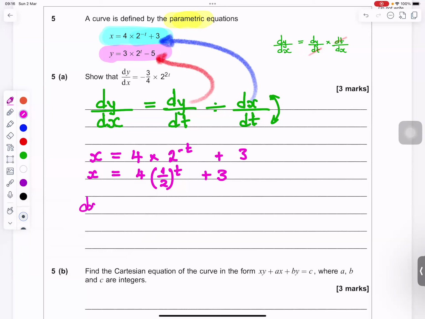And then when you do dx over dt, the 4 will stay the same. The 1 over 2 to the power t will be in front, and then you put ln of 1 over 2. And then when you differentiate 3, you will get 0.